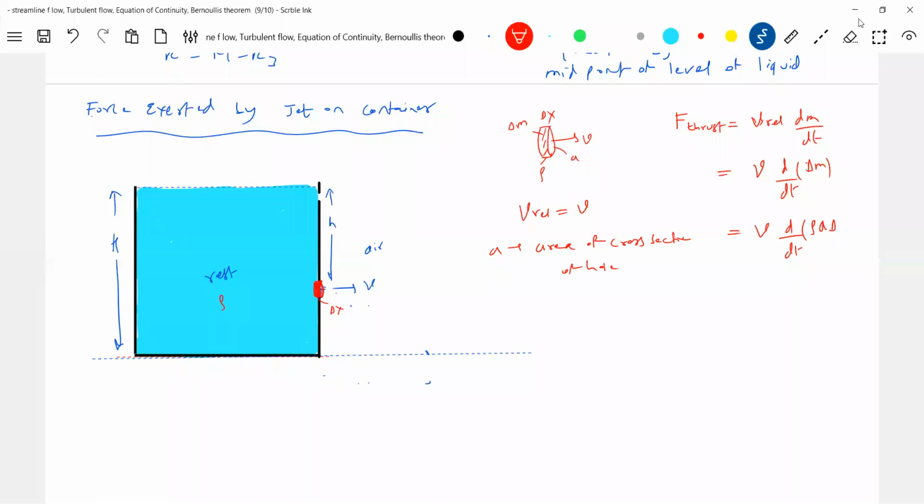Okay, dA, and this is delta x. V rho a will come outside, delta x by delta t. So this should again be the velocity of efflux only. So what is F thrust now? Rho a V square. What is a? Area of cross section of the hole. There's a hole.